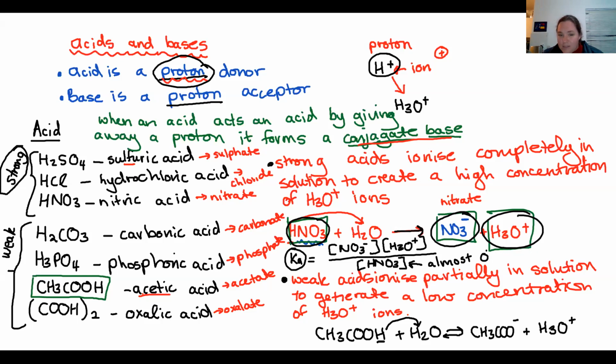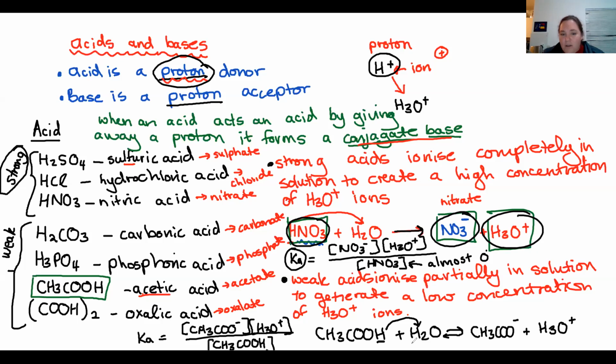Whereas here, with this example, my Ka value would be the concentration of CH3COO minus times the concentration of H3O plus over the concentration of CH3COOH.